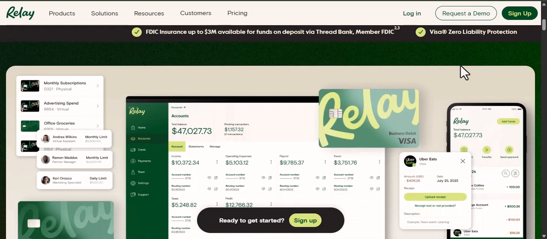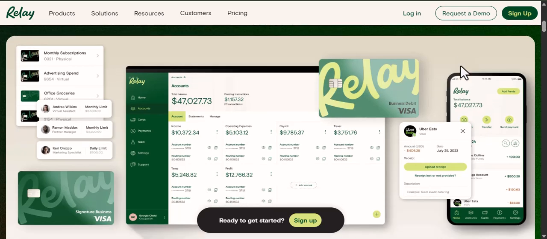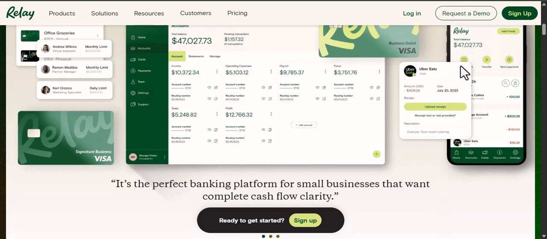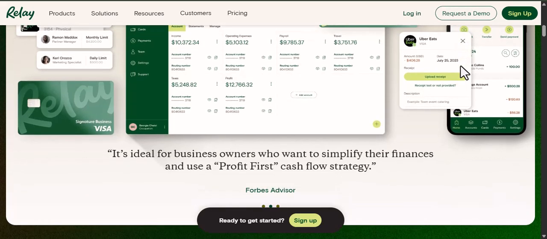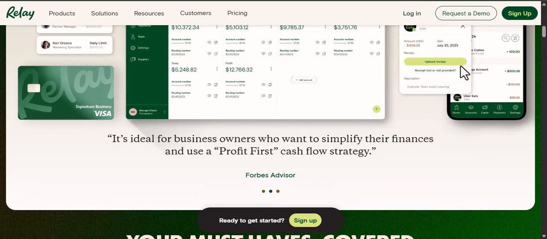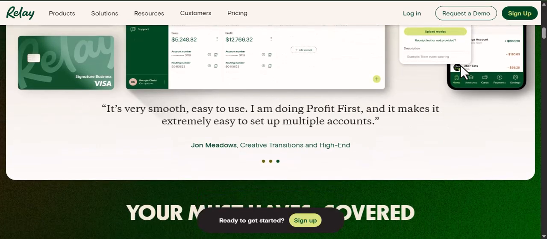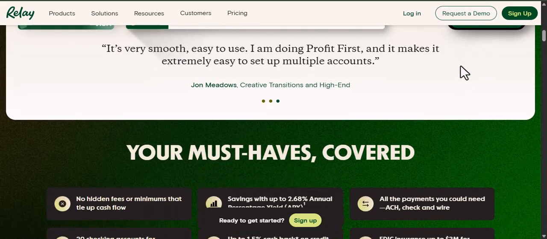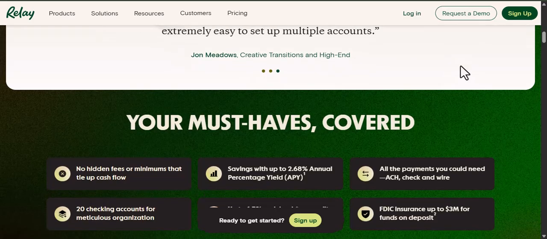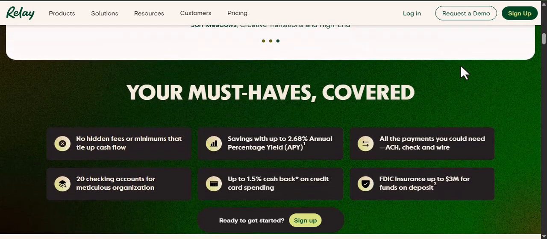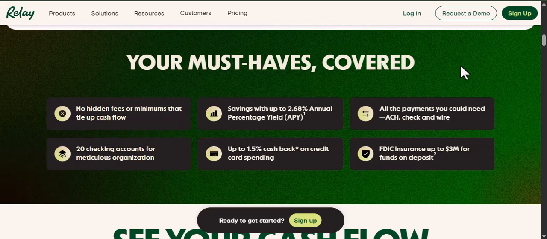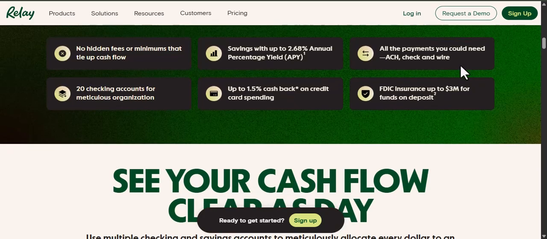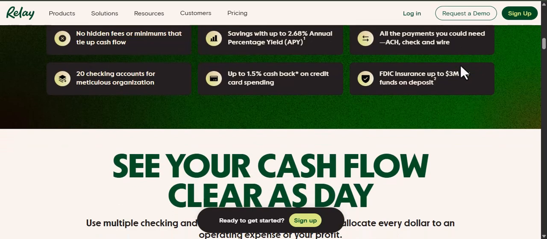First, it is important to understand how Relay Bank operates. Relay is a digital business banking platform. It does not have physical branch locations. Because of this, Relay does not support direct cash deposits in the traditional sense. You cannot walk into a Relay branch or ATM and deposit physical cash directly into your Relay account. Now, that does not mean you cannot fund your Relay account with cash at all. It simply means you need to use indirect but reliable methods.